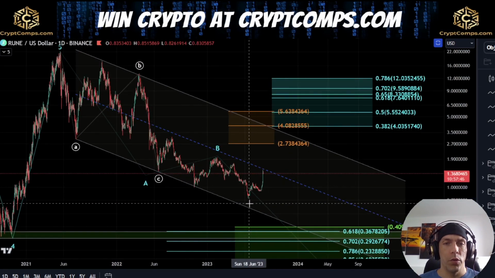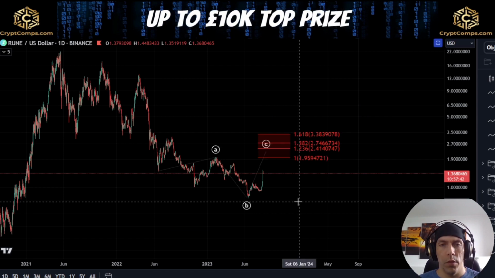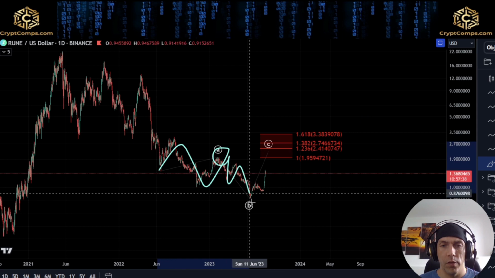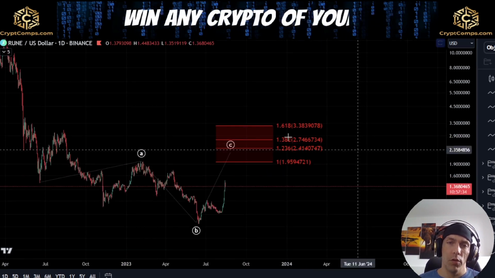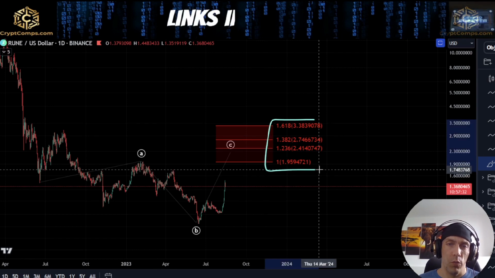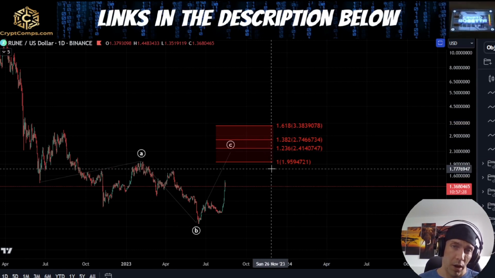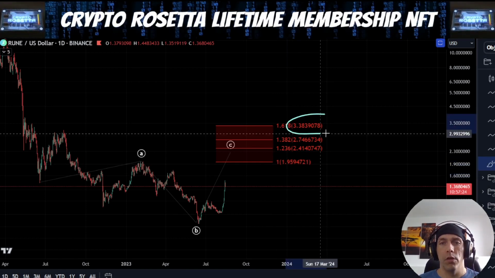Now it is also possible, however, that we could be looking for something more along these lines, where we are looking for the potential of a flat correction, where we are saying that this is an A wave, this is a B wave, and we're looking for a bigger 5-wave move to the upside. The common zone I would be looking for a 5-wave move to terminate, if we're looking at this as a flat correction, would be this 1.618 to this 1.21 level. So this would be this $1.95 to this $3.38.